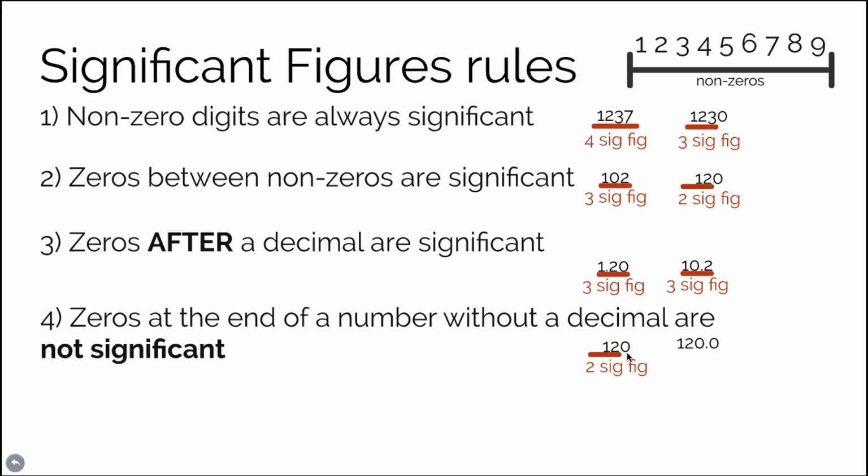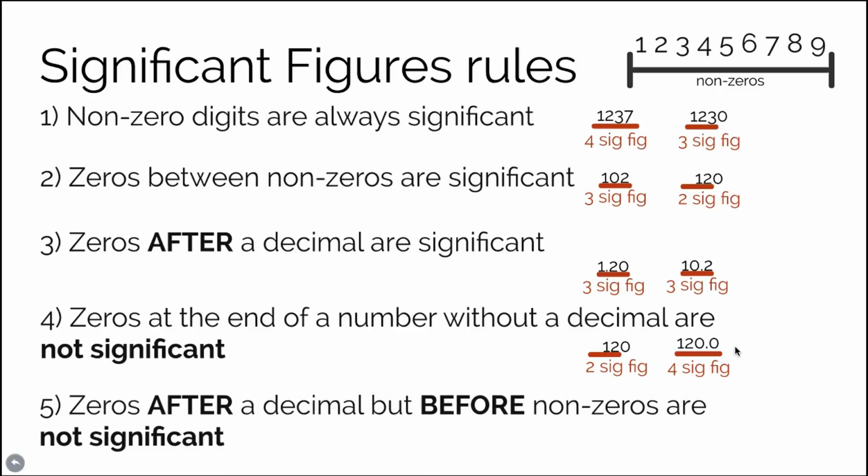But if you compare that over to 120.0, essentially the same value, just written a little bit differently, because we have this decimal in that place, it changes things. Having this decimal in this place would still count the 0 that came before it as significant, and the 0 that comes after, we also count as significant. So 120.0 would have 4 significant figures.